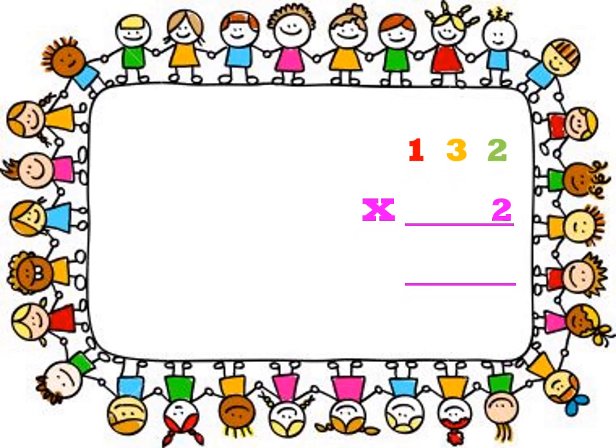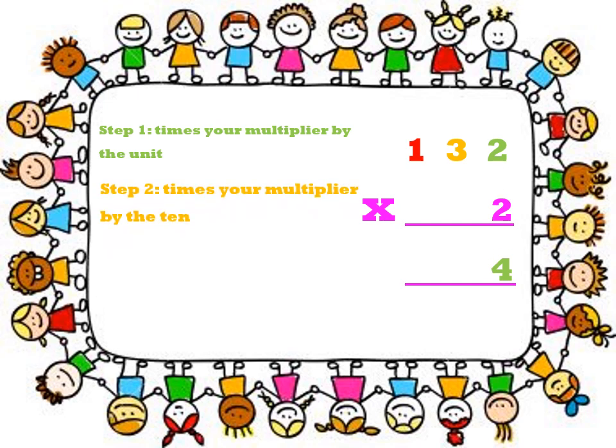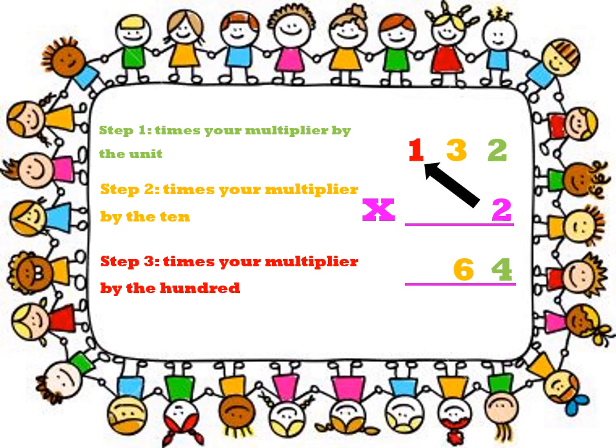Let's have a look at this example. 132 times 2. We are going to use the steps from before to tackle the sum. Step 1, times your multiplier by your unit. 2 times 2, 4. Step 2, times your multiplier by the 10. 2 times 3, 6. And step 3, times your multiplier by the 100. 2 times 1, 2. So our answer is 264.